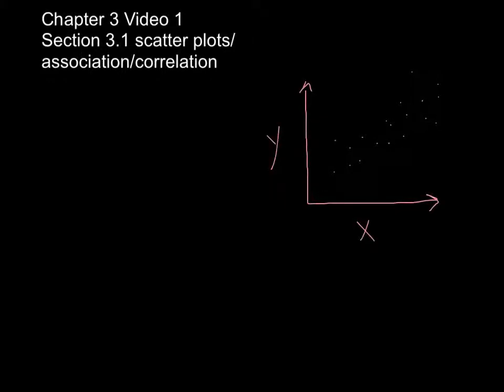Alright, so this is going to be my video for section 3.1. I think it's in the book, it's just called association correlation, but I'm going to concentrate, especially in the start, on these scatter plots. I used to make these videos all the time, and all the videos I've previously made have been deleted. So I'm going through and remaking these.